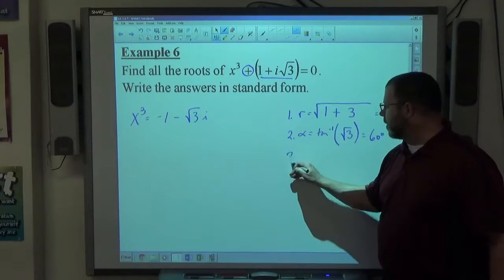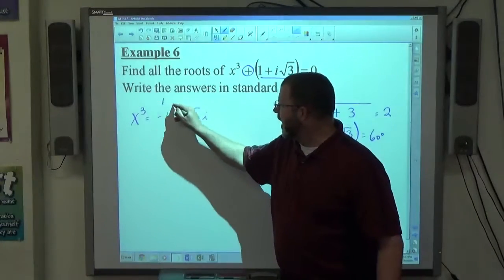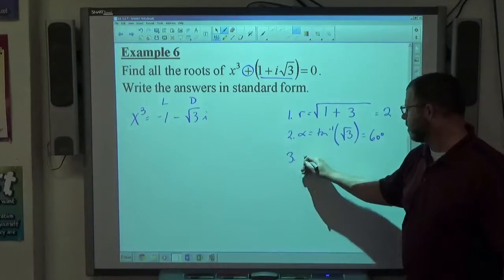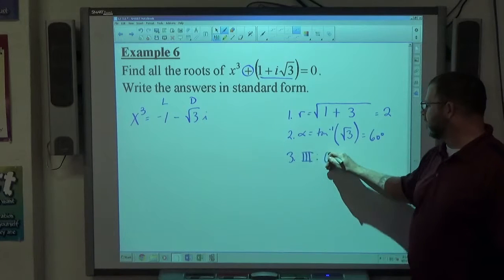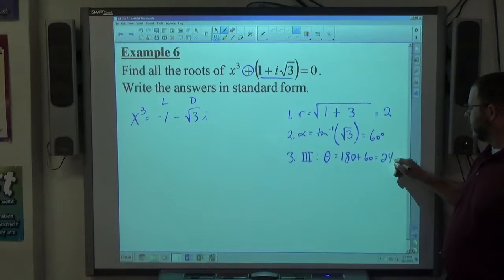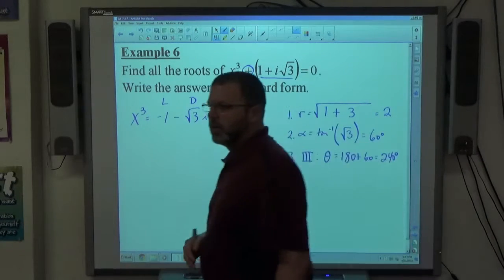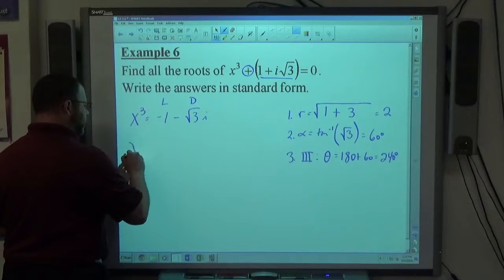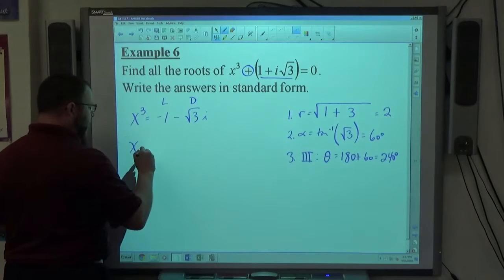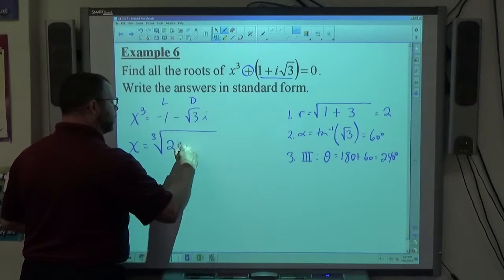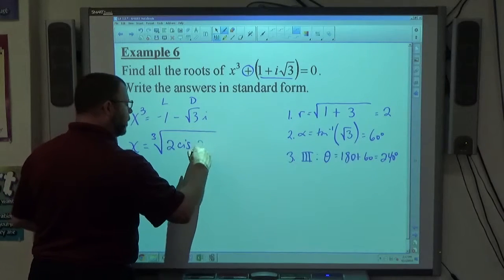And then finally, step 3, I'm going left and down to get to this. Left and down is third quadrant. In the third quadrant, theta is equal to 180 plus alpha. So that's going to be 240 degrees. So we want to create standard form. The magnitude is 2. The angle is 240. So now x cubed is equal to that. So x is going to equal the cube root of that. So magnitude 2, cis, angle 240 degrees.